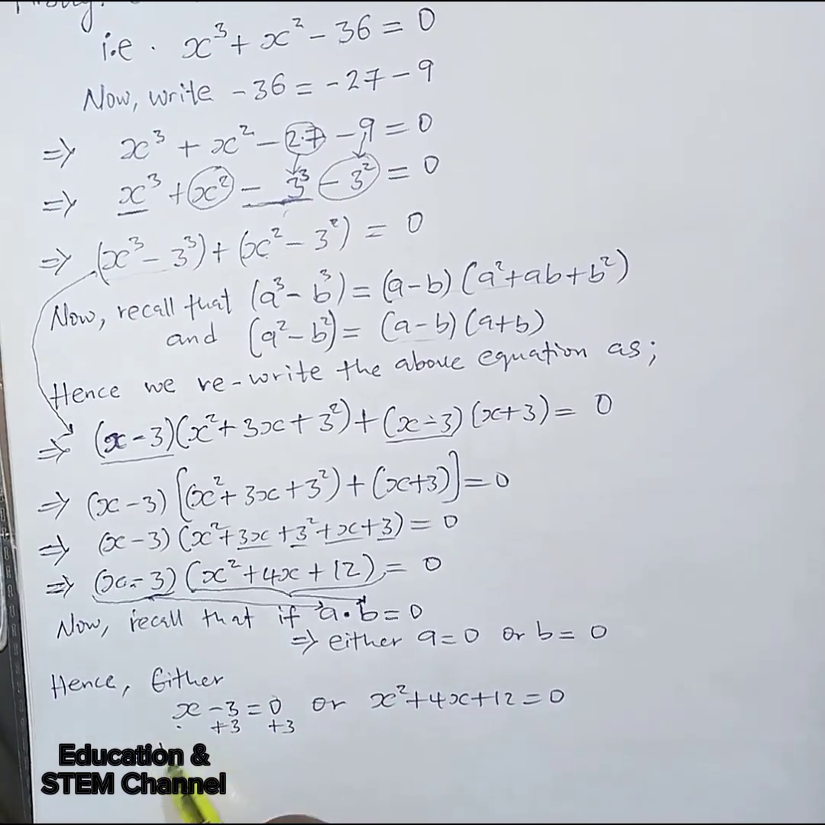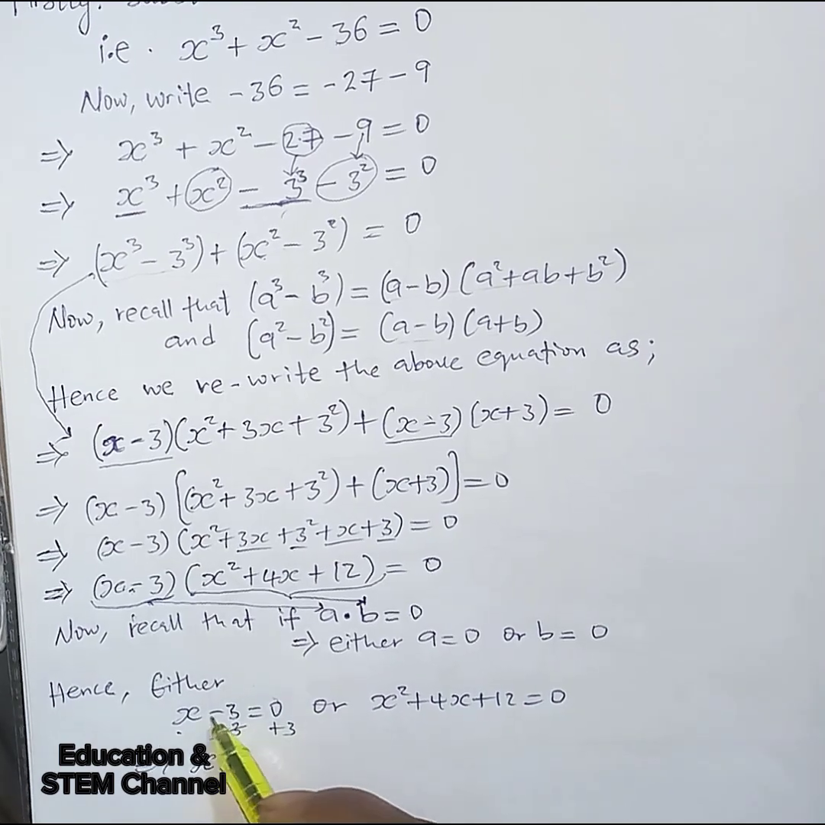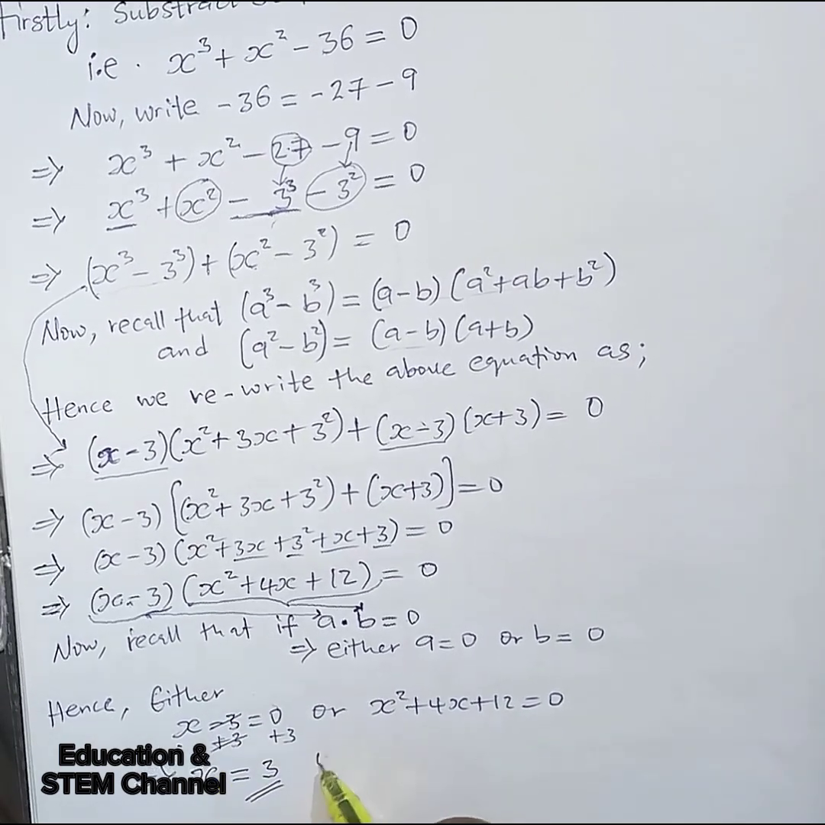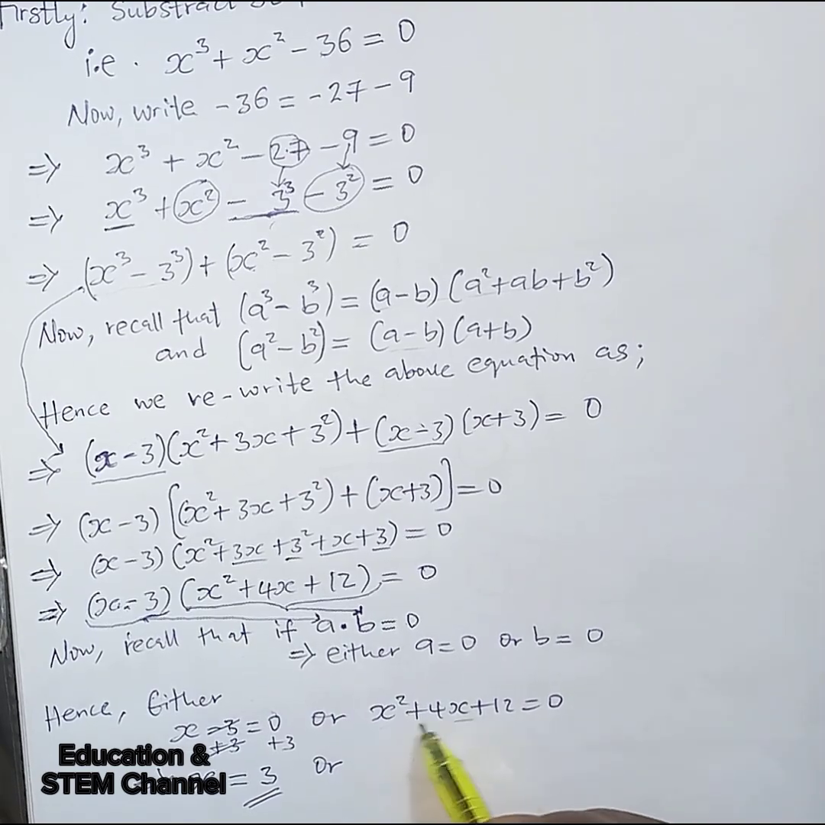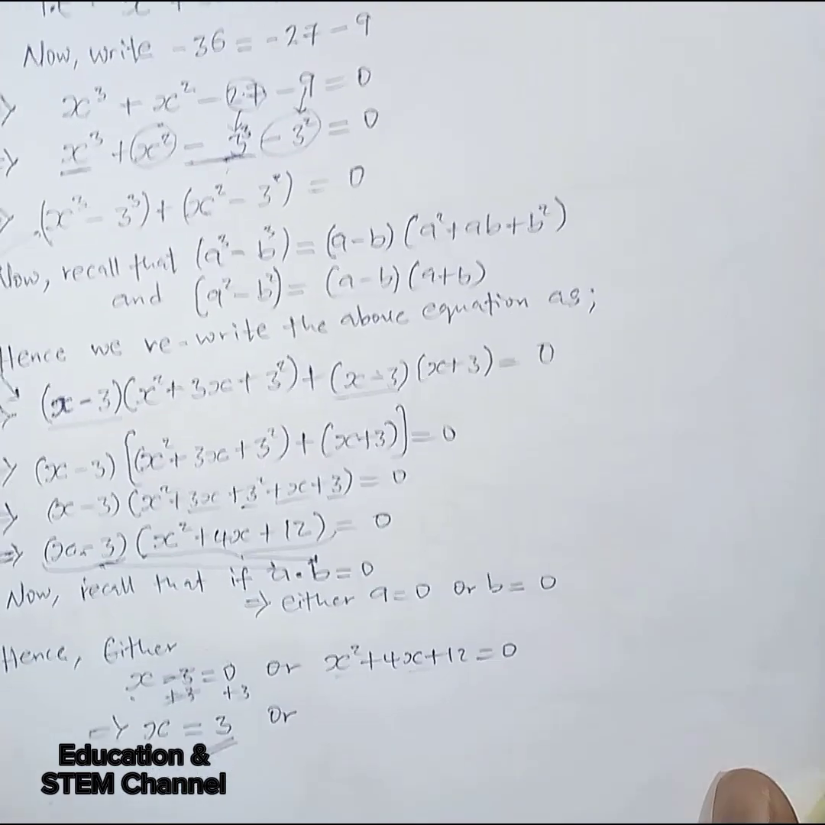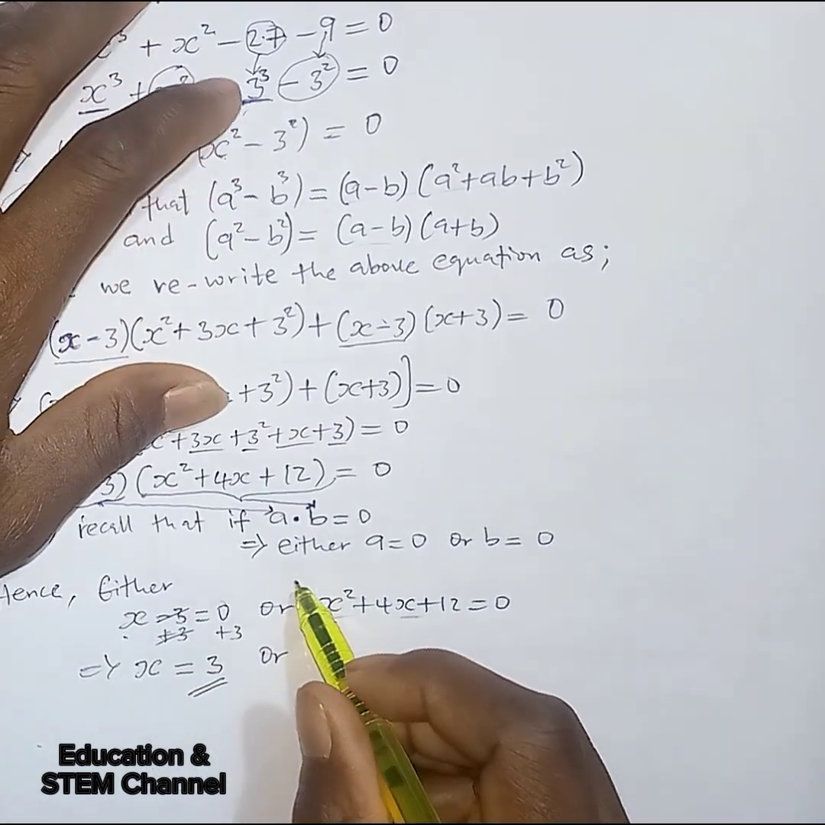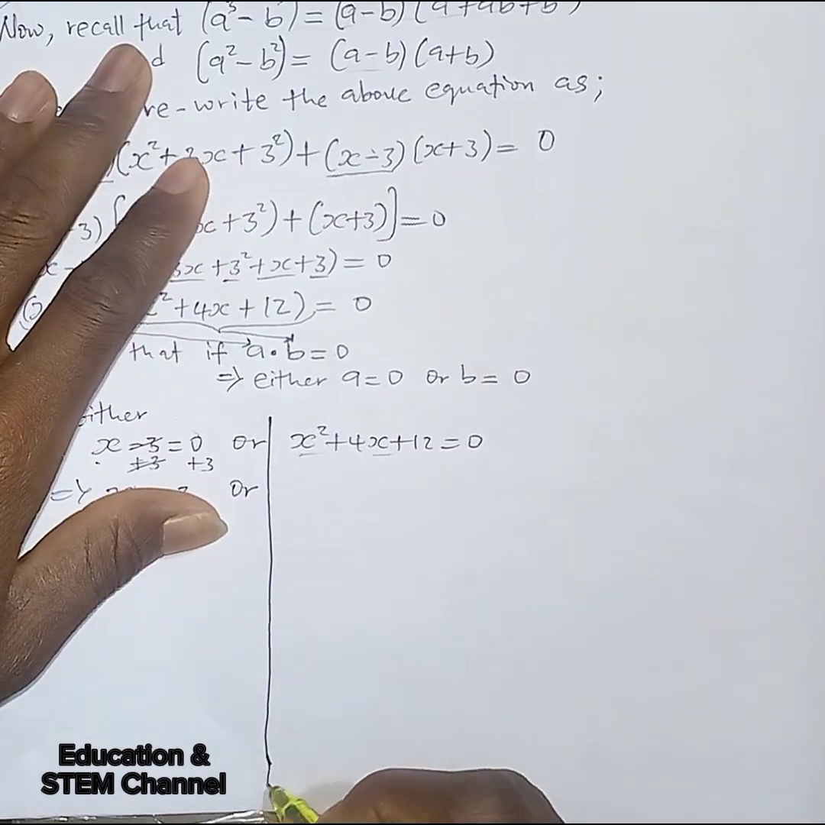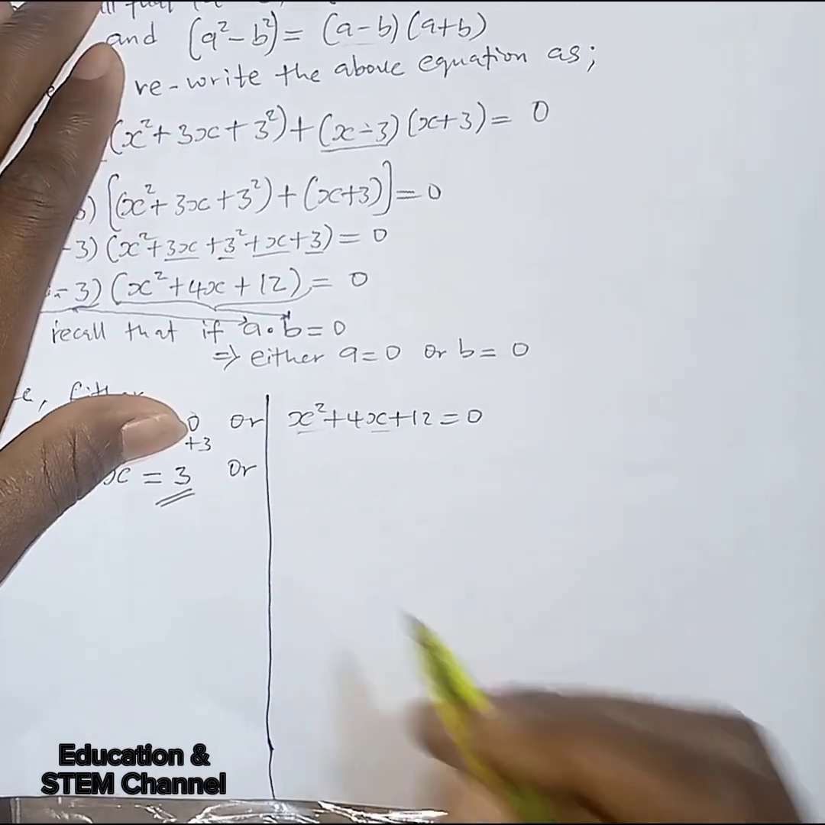Now for the first one, x minus 3 equals 0. If we add 3 to both sides, we are going to get x equal to 3. So that is the first solution to the problem given earlier. So that problem that was given to us, the first solution that we've gotten, which is the only real solution out of the 3 different solutions of this problem, is 3, and we have gotten it here.